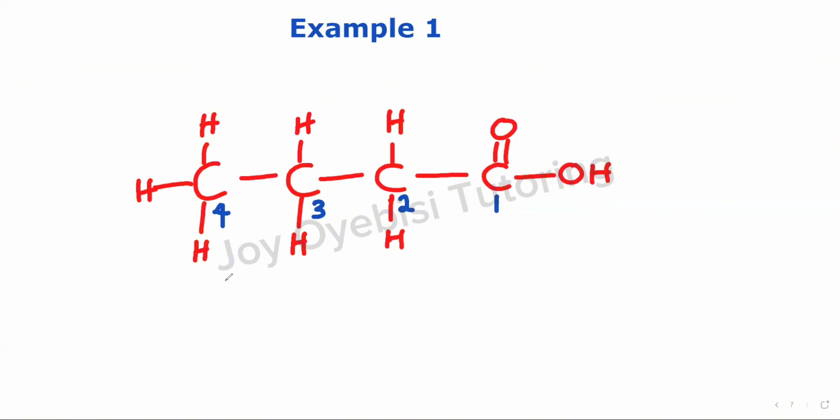The prefix for 4 carbons is BUT. And since this is a carboxylic acid, you're going to name it as if you're naming an alkane. So butane, but without this E. That E you're going to replace with OIC. So the name of this compound will be butanoic acid. In all carboxylic acid names, the word acid must be there.